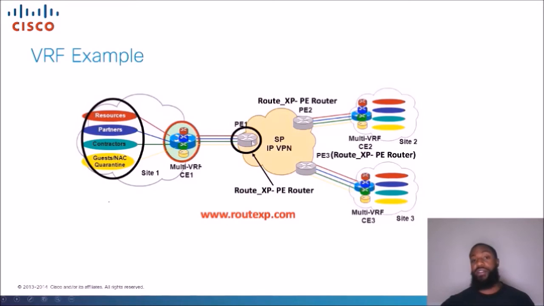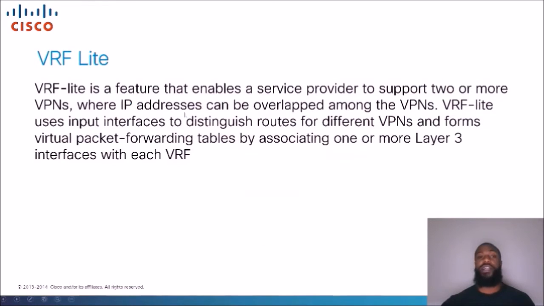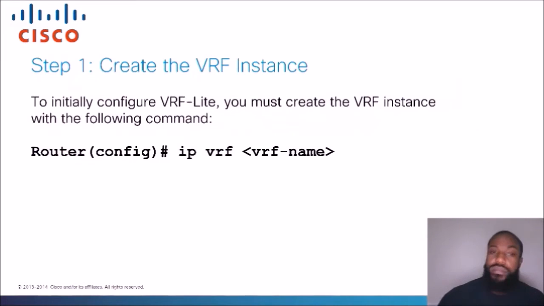And the service providers, this is a provider's edge. That's why it says PE right there. They've got separate VPNs for each of them, right? Where IP addresses can be overlapped among the VPNs. VRF Lite uses input interfaces to distinguish routes for different VPNs and forms virtual packet forwarding tables by associating 1 or more layer 3 interfaces with each VRF.